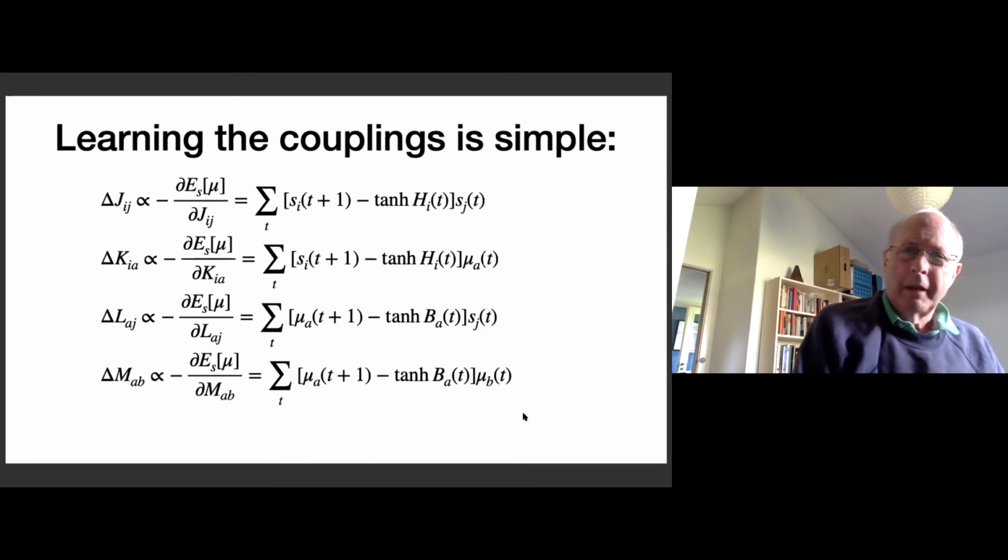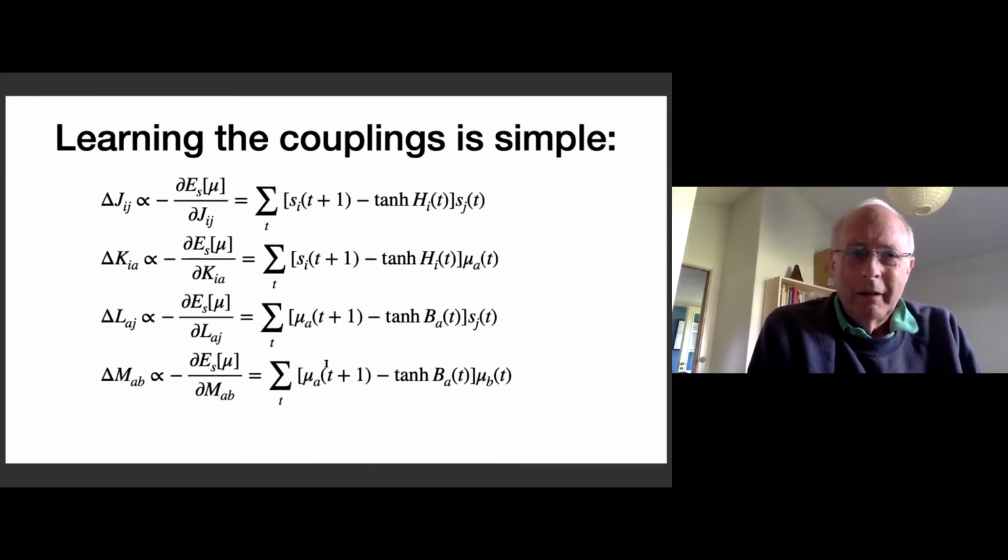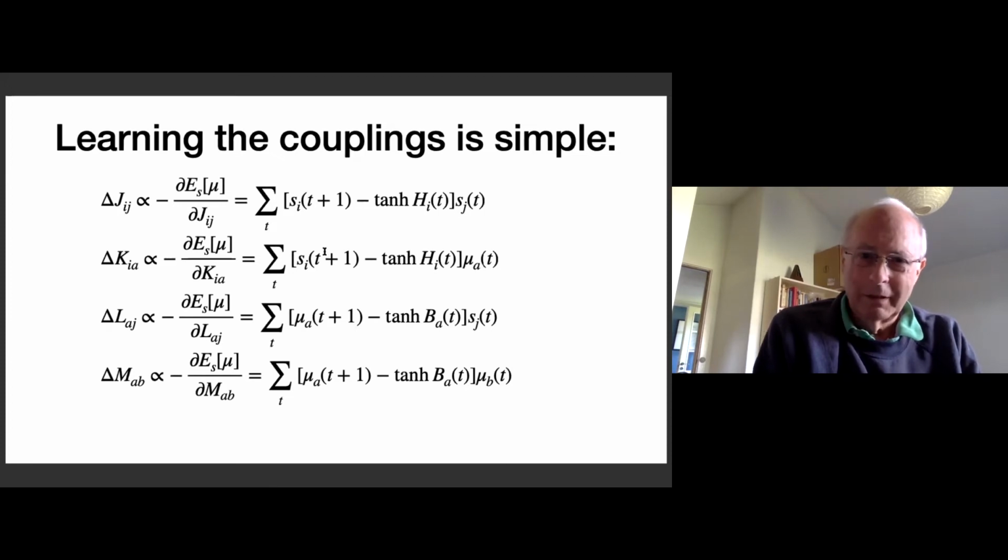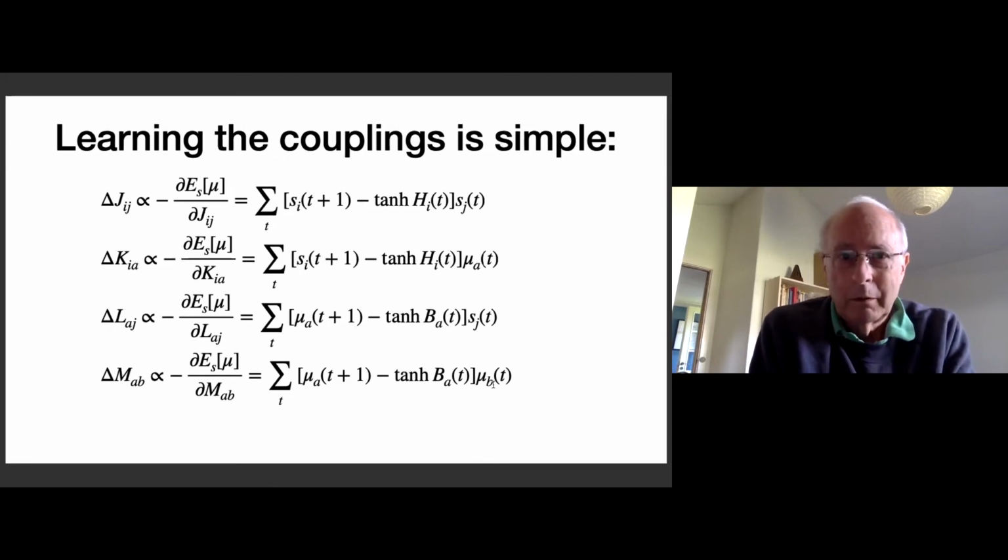Okay, so if you know the mu's, then learning the couplings is simple. It's just like what we did when they were all visible, right? Because you do it assuming you've got the right mu's. So, for example, the K's, the output unit is the visible one, so this is the error on the visible one. But since the input unit is a hidden unit, it's the mu that occurs here instead of the S. And the L is the other way around. It's the error on the hidden unit. And for the M, both the error and the input are hidden.